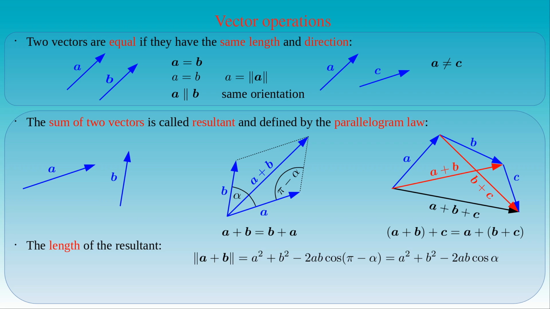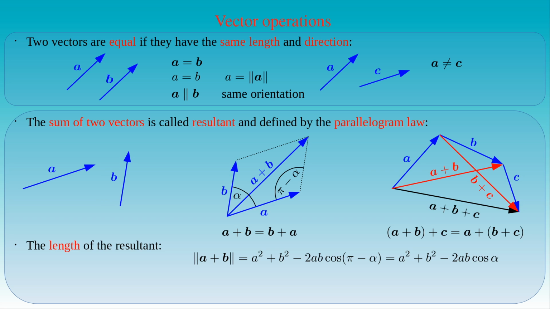By virtue of the trigonometric identity for the addition of angles in the argument of the cosine function, the last term in the expression reduces to 2ab times cosine alpha. If we know the lengths of the vectors a and b, and the angle between a and the resultant a plus b, then we can compute the length of their resultant.